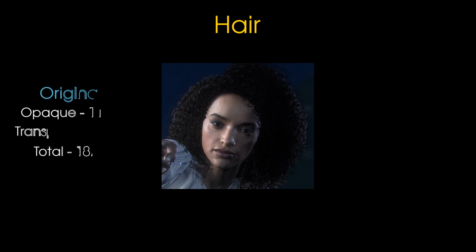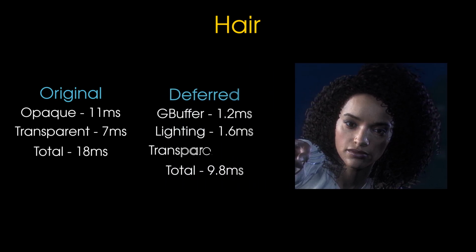With the new framework, we could replace the opaque pass with a deferred pass using a new fourth tier of materials. This reduced the cost of our hair rendering dramatically. In this close-up of the character Anna, the opaque part of the hair was originally sitting at 11 milliseconds on the Xbox One. Making the switch to deferred rendering added 1.2 milliseconds to the G-buffer pass and 1.6 milliseconds to the lighting pass, but it also removed the 11 milliseconds from the opaque pass, so in total saved us more than 8 milliseconds.